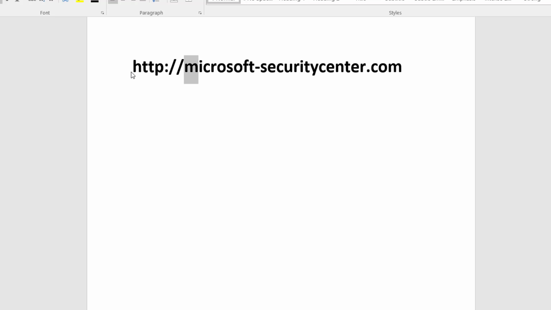This domain of microsoft-securitycenter.com is actually owned by SecureGuard Consulting. And the main thing that gives it away is the fact that we have this dash in the middle. It is just another name. It happens to include the name Microsoft in there. However, this would not be considered a legitimate URL.